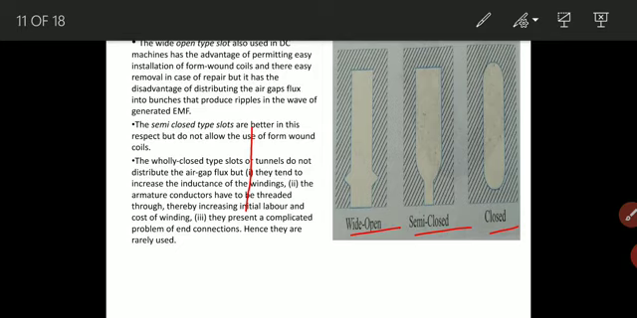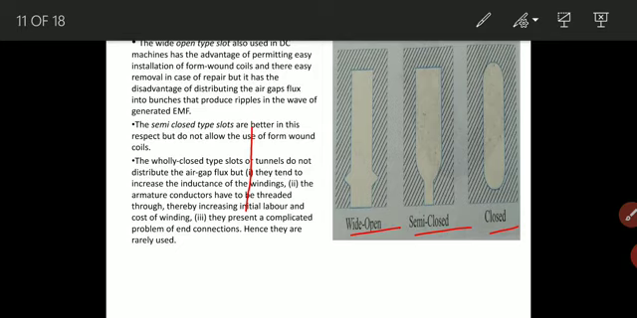But it has the disadvantage of distribution of air gap flux into brushes that produce ripple in the wave of generated EMF. Then second, the semi-closed type slots are better in this respect but do not allow the use of form wound coils. And the third one, the closed type slots or tunnels, do not distribute the air gap flux.